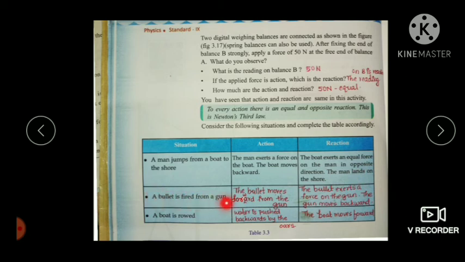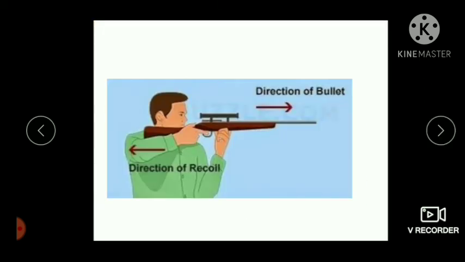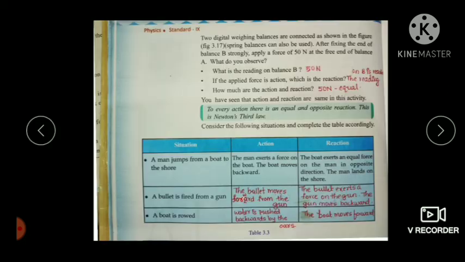A bullet is fired from a gun. In this case, the action is the bullet moves in the forward direction from the gun. And the reaction is due to this action, the gun moves in the backward direction. So the bullet moves forward from the gun, it is action, and the reaction is the bullet exerts a force on the gun and the gun moves backward.